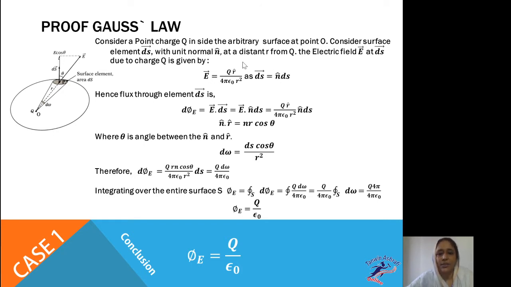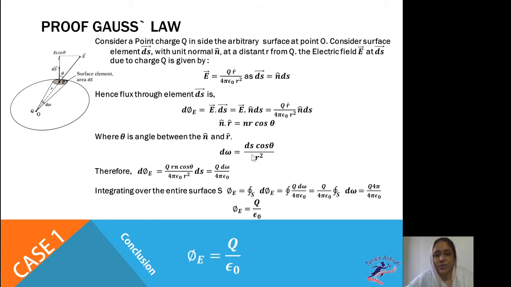Now when we multiply these two terms, the flux coming out of this ds element is dΦ_E = E · ds. Now E · n̂ ds: E is this term, r̂ · n̂ is the dot product of unit vectors, therefore r̂ · n̂ = cos θ. Second, as we learned in the previous lecture, the solid angle dΩ is formed here. The solid angle dΩ is nothing but ds cos θ divided by the distance r squared.